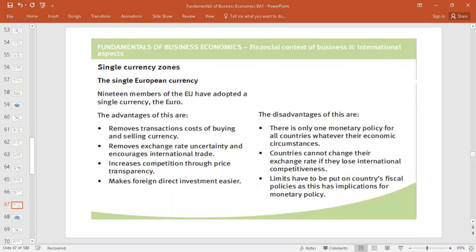Disadvantages are there is only one monetary policy for all countries, whatever their economic circumstance. Countries cannot change their exchange rate, so they would lose international competitiveness. Limits have to be put on countries' fiscal policies, as this has implications for monetary policy.